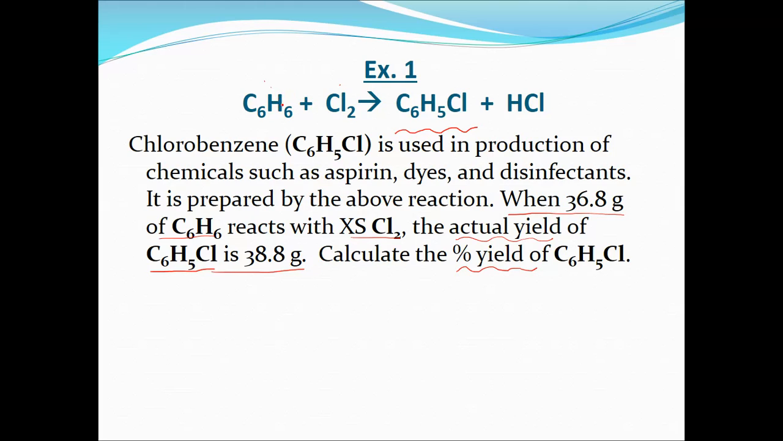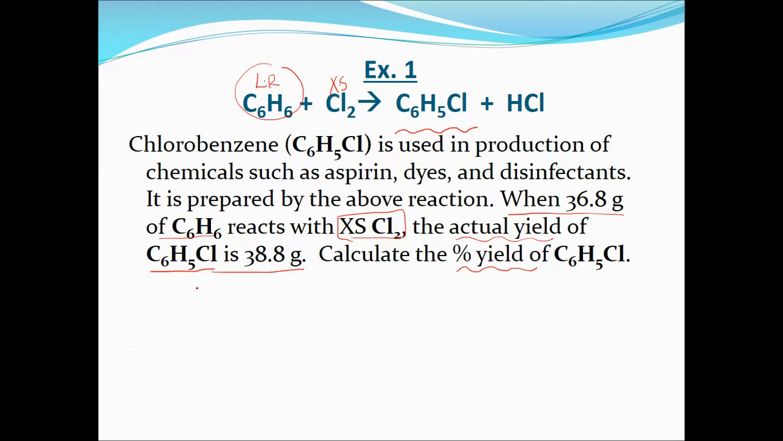But look what they've done here for us. They've saved us some time. It says 36.8 grams of C6H6 reacts with excess chlorine. Look, y'all, they're telling you the chlorine is the excess. Well, there's only two reactants. So if the chlorine is the excess, that means that the C6H6 is our limiting reactant.